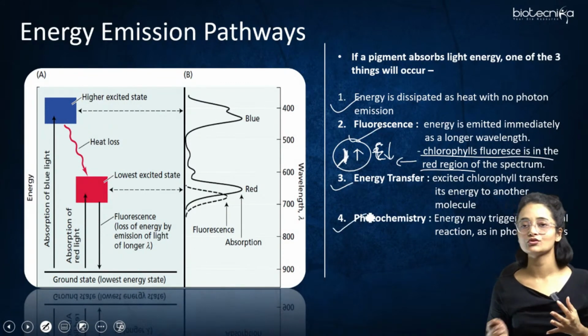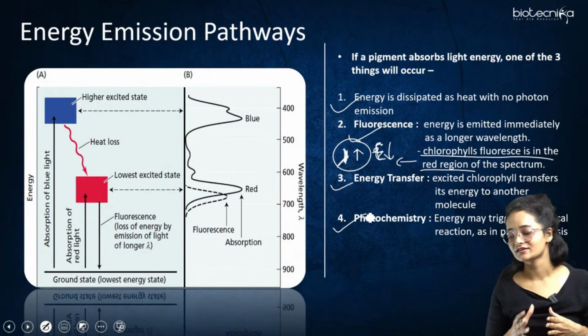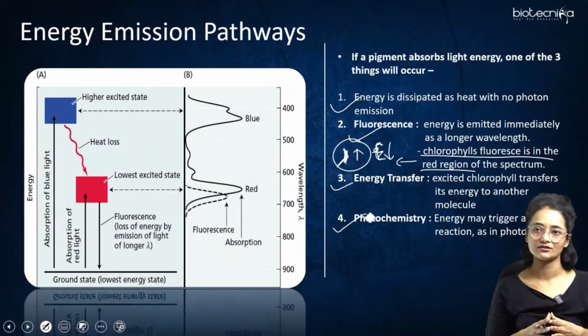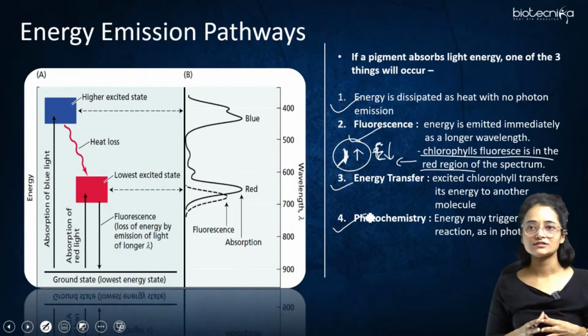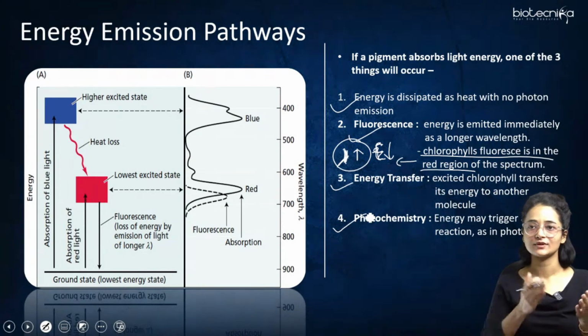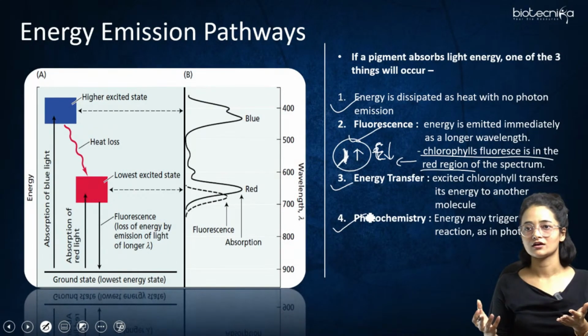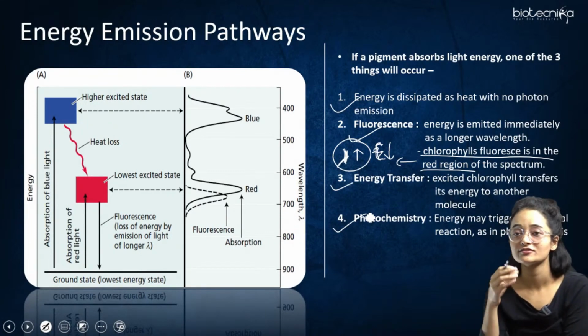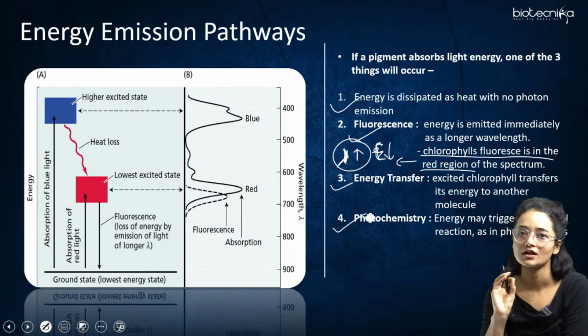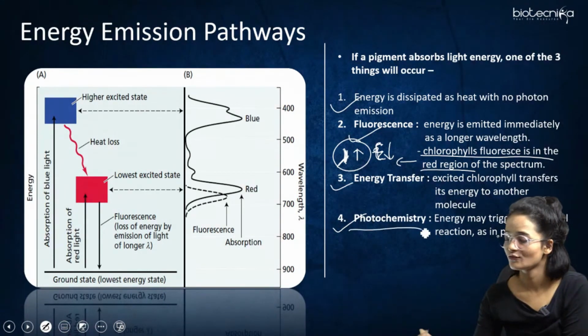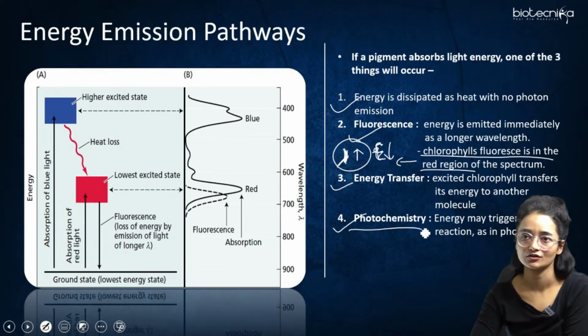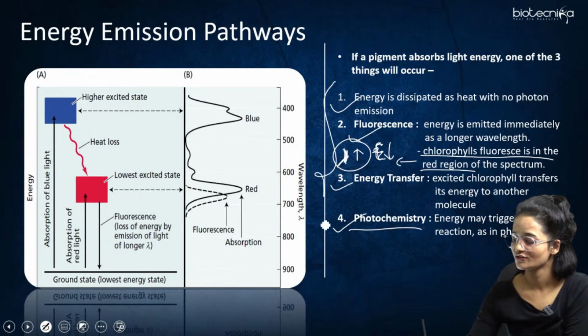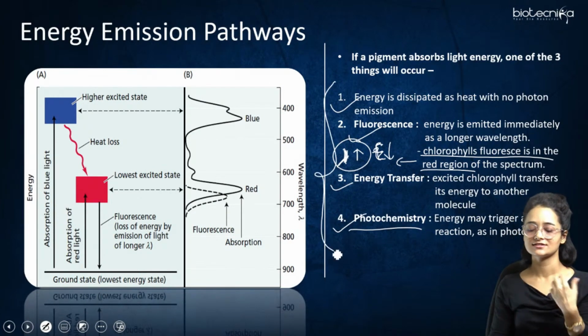And fourth is photochemistry. Photochemistry is basically where the energy is used to trigger a chemical reaction. Whatever energy is absorbed is utilized in the chemical reaction where the glucose, that is the sugar molecule, is produced from carbon dioxide and water, and oxygen is evolved. So in this case, photochemistry majorly plays the role. So there are four major ways through which energy emission in plants takes place.